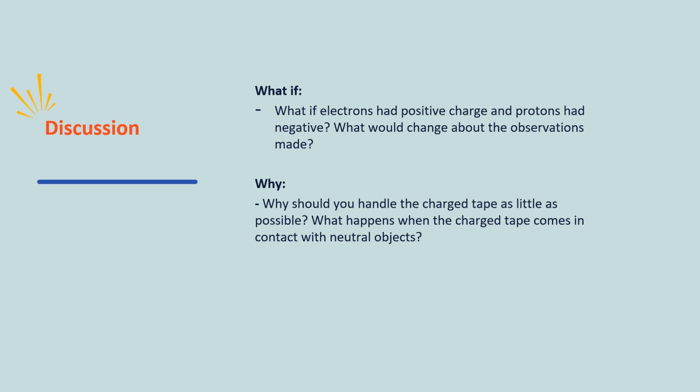Why should you handle the charged tape as little as possible? And what happens when it comes in contact with neutral objects? Well, handling the tape as little as possible is important to ensure that the positive charge on the tape is not changing. When positive tape comes in contact with neutral objects, it will try to neutralize and reach equilibrium by stealing electrons from those neutral objects.